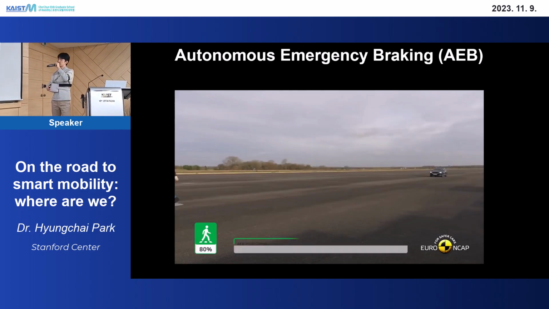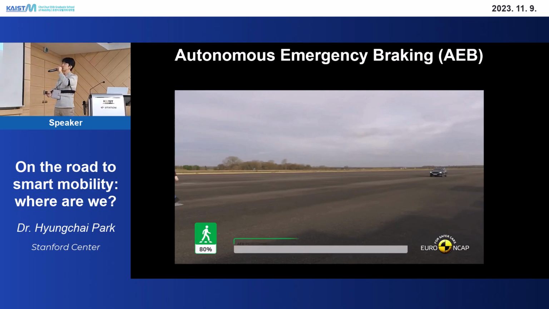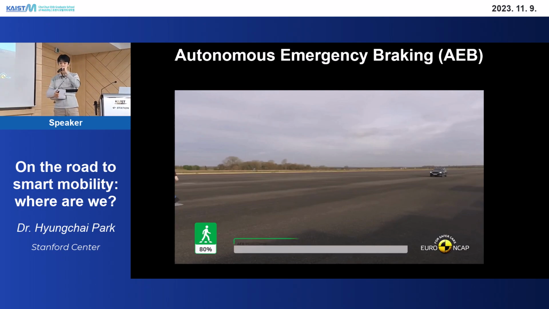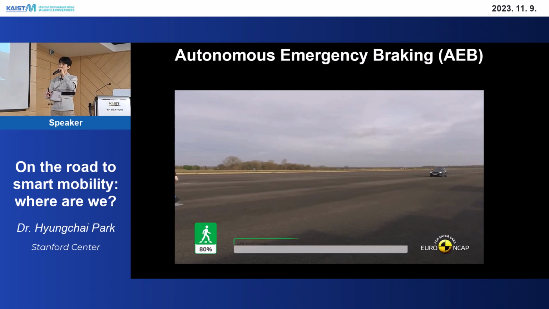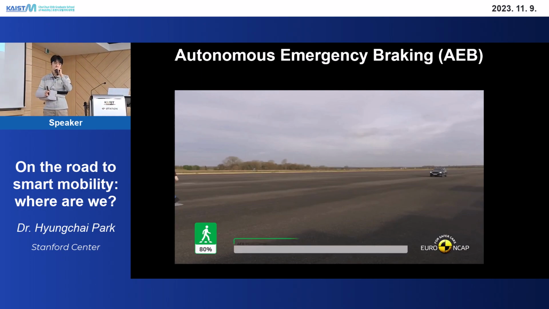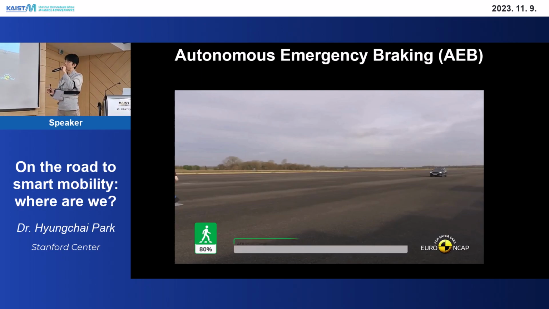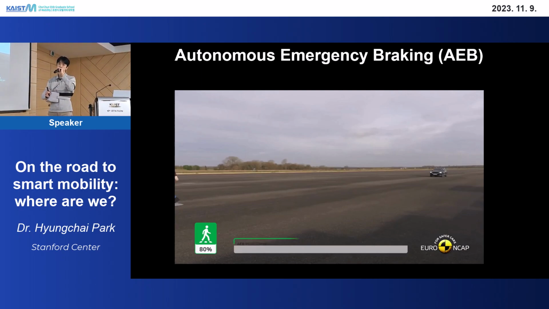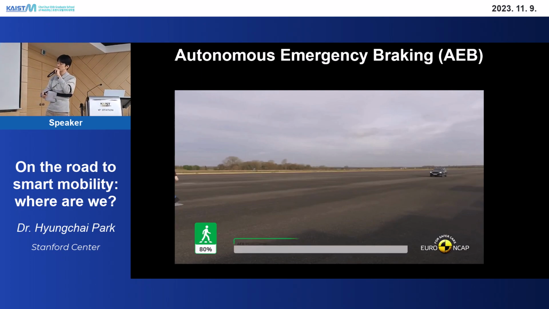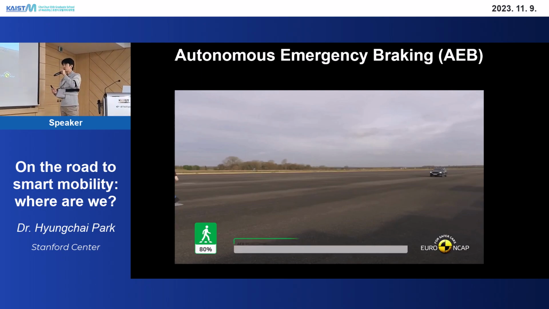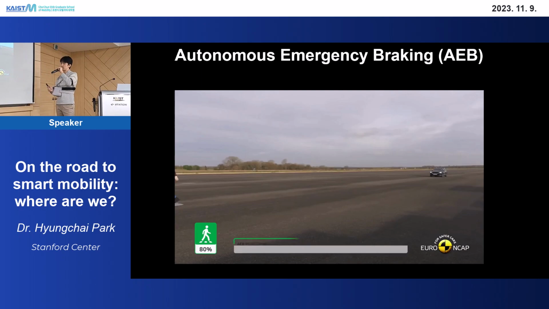So one of the functionalities of ADAS is AEB, autonomous emergency braking. This system keeps monitoring the environment, and if it detects some imminent collision, but a human driver doesn't brake at all or doesn't brake enough, then the system intervenes and applies full braking to mitigate the impact of the collision.